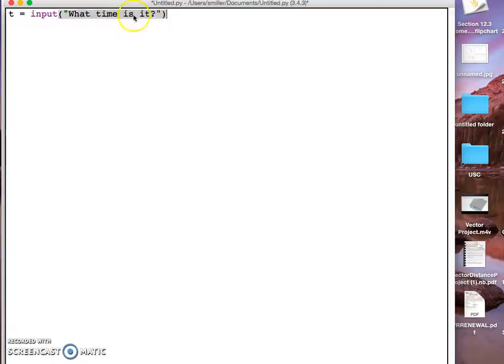Okay. Now, as soon as I run this program, it's going to type out what time it is and allow the user to type a number. And actually, the user could type whatever they wanted to. It's going to be stored as a string. Now, I want that to be interpreted as a number. So what I'm going to do is wrap that in the int function, which converts strings to integers.